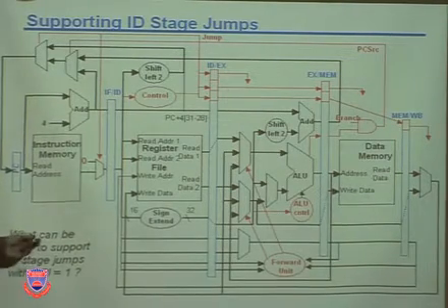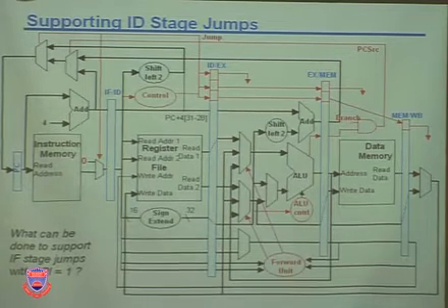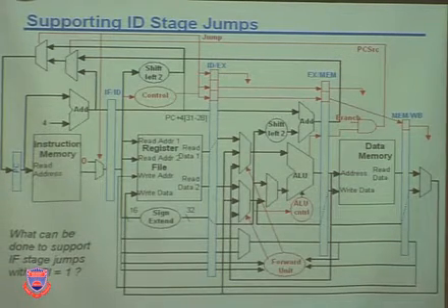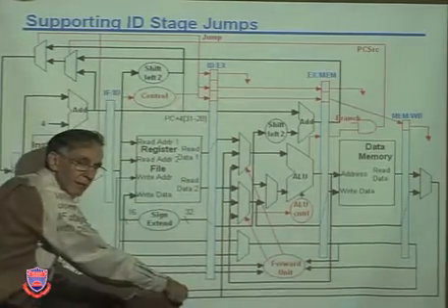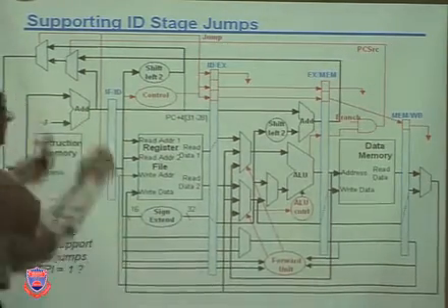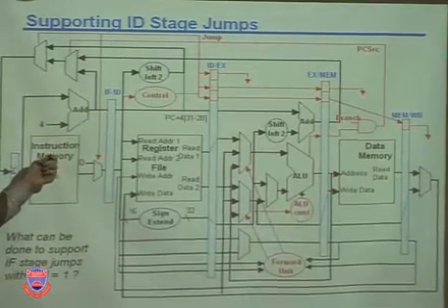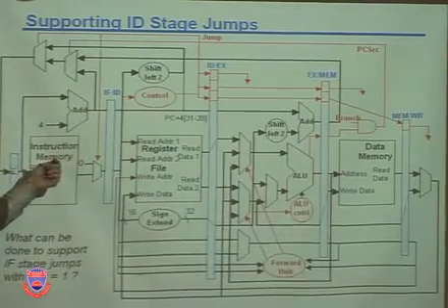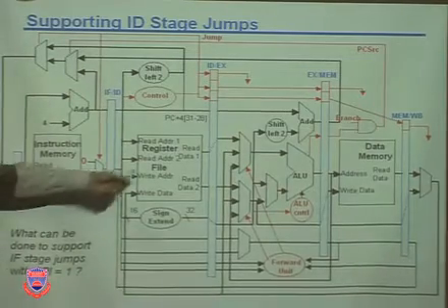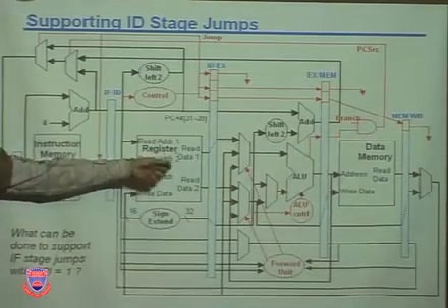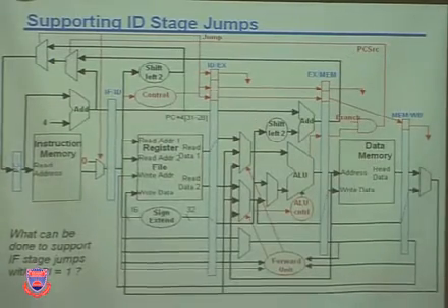And I'd like to ask, what could we do to support instruction fetch stage jumps instead of instruction decode? See, we're doing the jump work here. And I'd like to ask you, is there any way that we could do the jump work here? Because if we did the jump work here, then there would be CPI of 1. We wouldn't have to squash anything. See, the problem is we're doing it here. We're figuring out where we go next here. We need to be figuring out where we go next here. Anybody have any ideas about how we could do that?